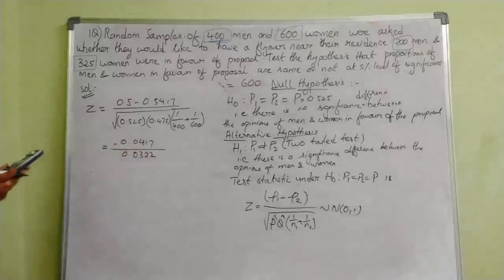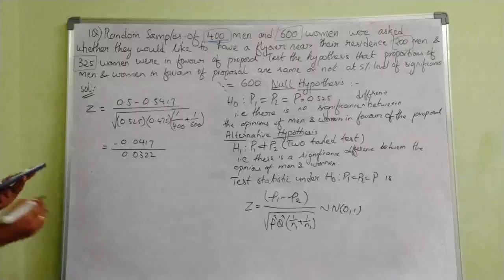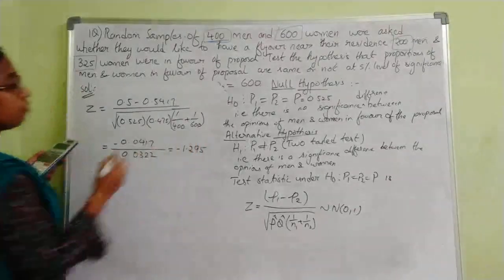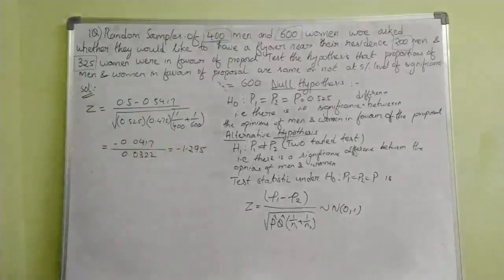So minus 0.0417 divided by 0.0322. We are going to get, once again, minus 0.0417 divided by 0.0322. The answer is minus 1.295. So this is the mod Z calculated value.